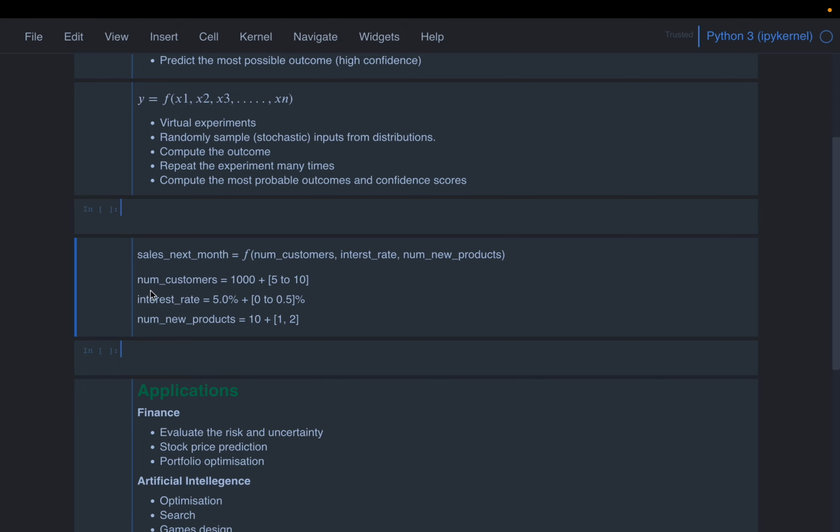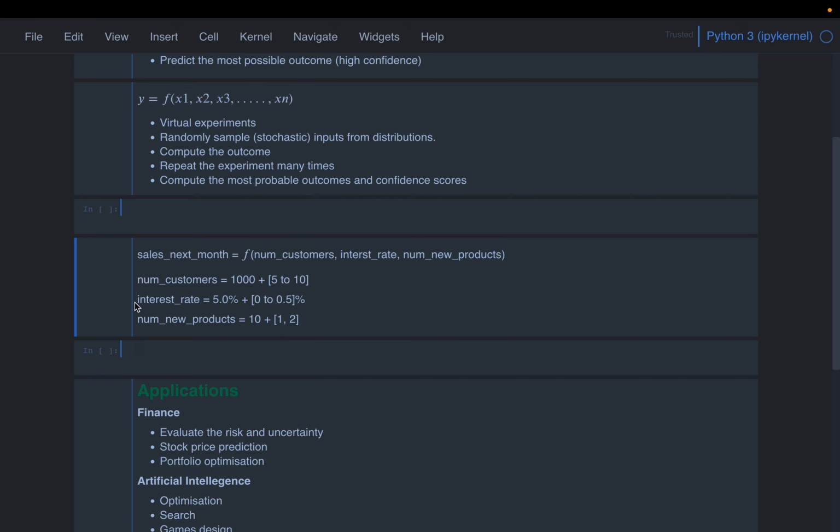For example, let's take the number of customers. Let's say we currently have 1000 customers. Now every month we are going to have 5 to 10 customers increase. So next month we may have 1005 or 1006 or 1007 or even 1010. So for our first variable, number of customers, we have a range. We don't have a single number. We have a range, or we have a known probability distribution based on the historical data.